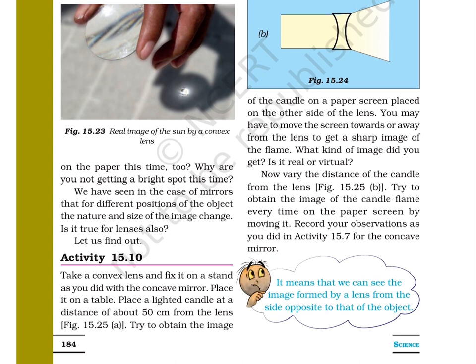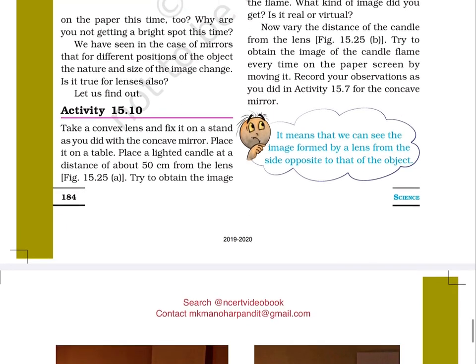Activity 15.10. Take a convex lens and fix it on a stand as you did with the concave mirror. Place it on a table. Place a lighted candle at a distance of about 50 cm from the lens. You can observe this in figure 15.25a.